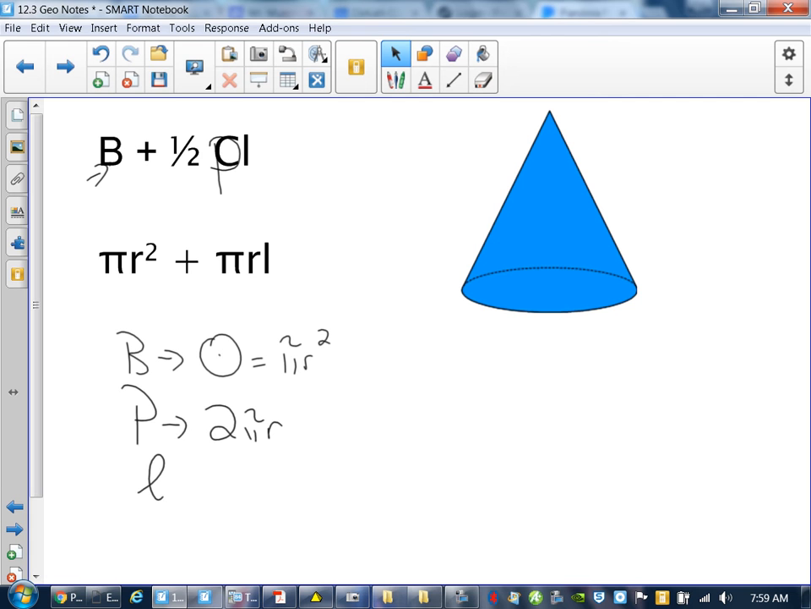And then this L is still your slant height. Well, watch what happens. If you put this into the original, you'd have pi r squared plus 1/2 of 2 pi r times L. What's half of 2? 1. Isn't it always going to be half of 2? It's always half of your circumference. So that's why they shortcut it and write out the surface area like this, where this is still your slant height.